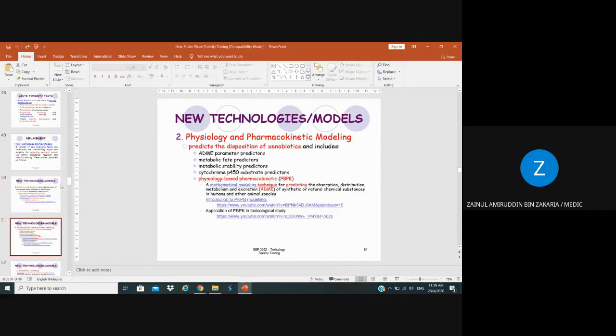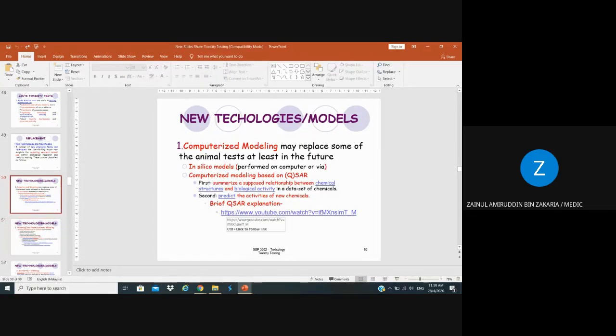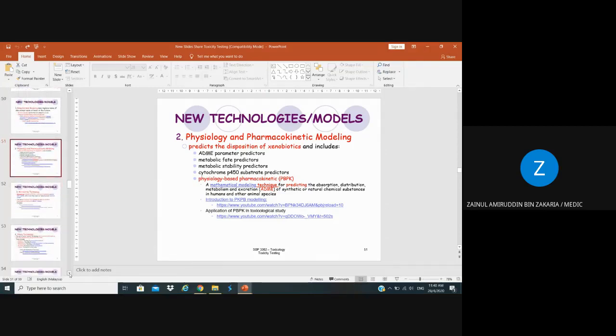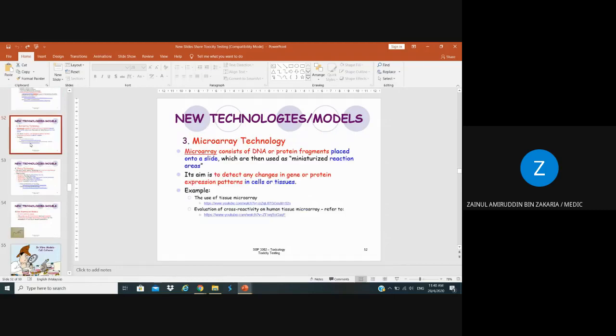So I give a link to you also if you want to know more on this QSAR, structure activity relationship. You can go to YouTube. Same also for modeling. This is also a computer-based model. Also, I give you a link. We will not go into detail on the test, just for your information. And then microarray technology.